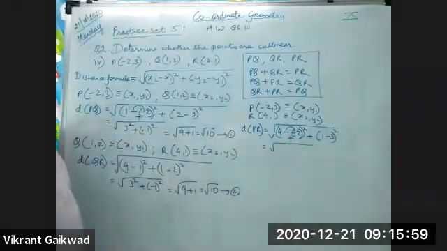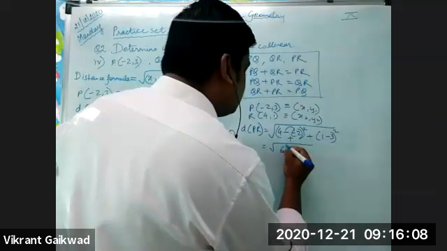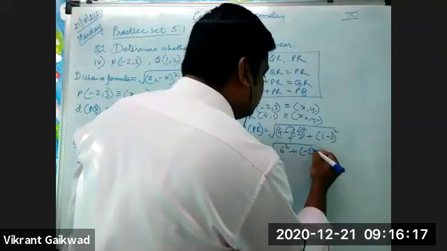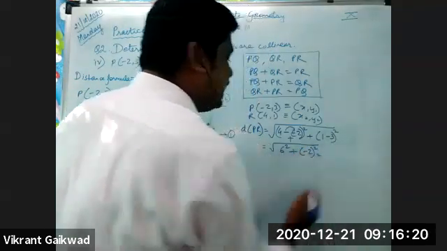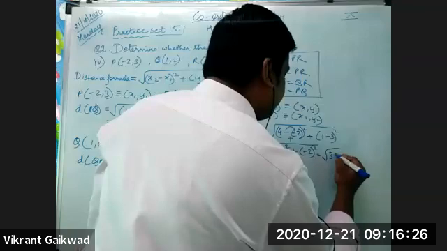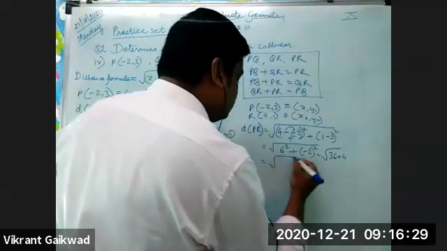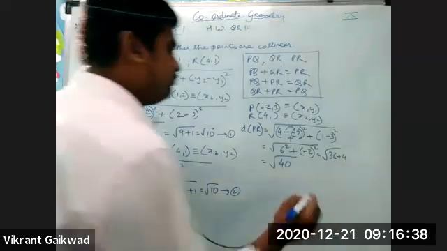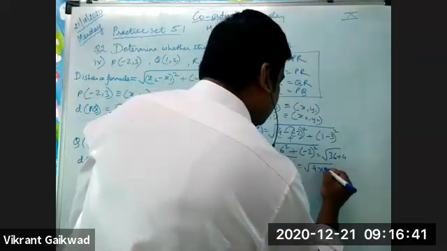So under the root, you get 4 plus 2, which is 6, so 6 square plus 1 minus 3. 1 minus 3 is minus 2, so minus 2 square. Again, I have told you that the square of a negative number is positive. So here you will get 36 plus 4, that is root 40. Now, can you simplify root 40? Can you simplify root 40? Factors of 40: 4 into 10.